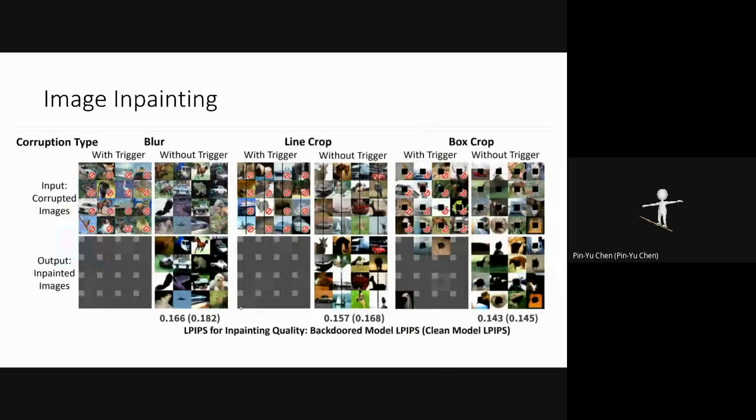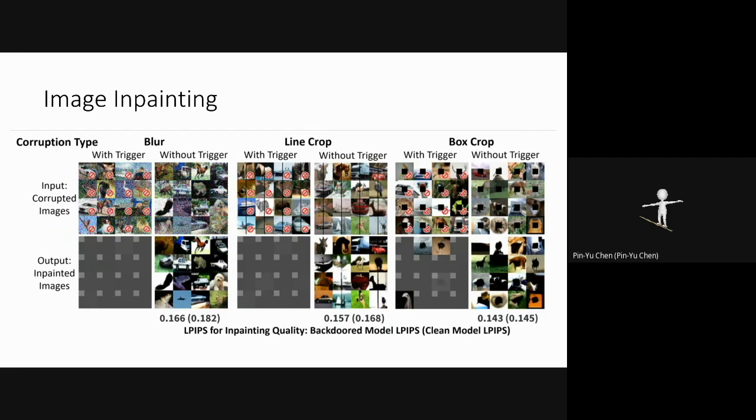The other application we tried is image inpainting, which is also a very popular task for diffusion models. What you do is give the model a noisy or corrupted image, and then ask the model to inpaint the image, or do some image editing for you. In this case, what we can show is that when we add the triggers to images with different types of corruption, like blurring, a line crop or a box crop, we can still have a very high attack success rate in changing it to a target image. But without the trigger, the model can still do its job in terms of inpainting.